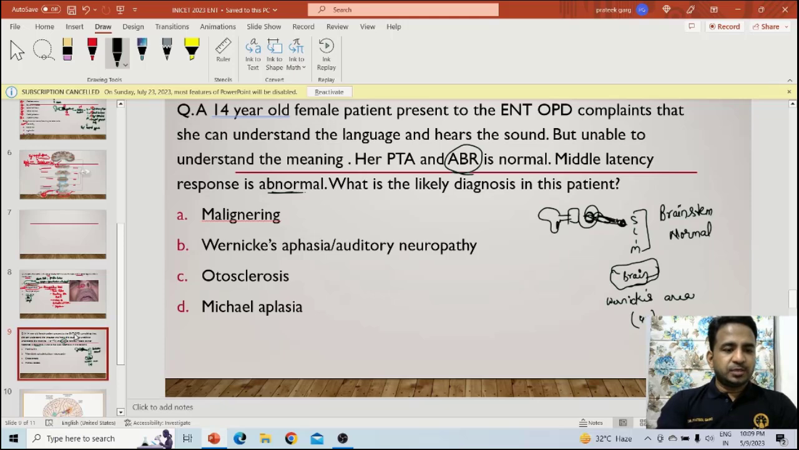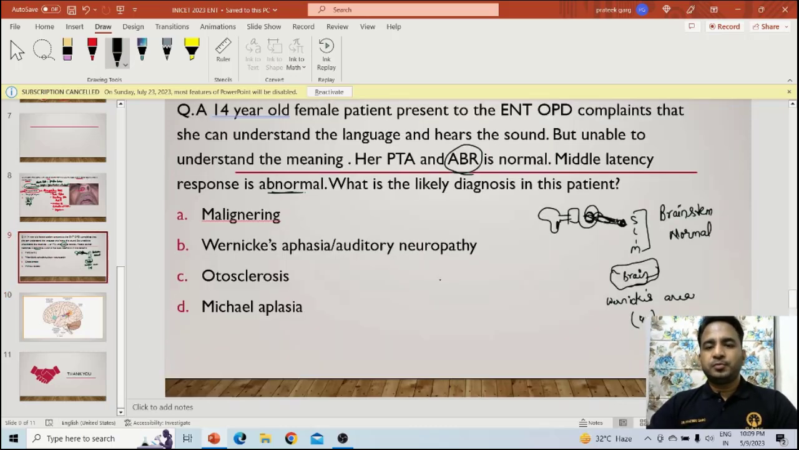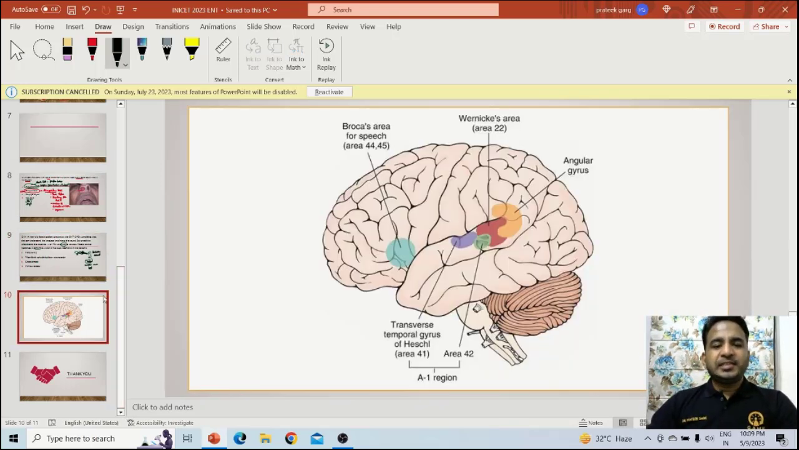So let's look at this question. This is our brain. In the brain there are two areas, one I have written as 44 and the other is 22. Basically, to perceive sound, the auditory cortex is the temporal gyrus, the transverse temporal gyrus or superior temporal gyrus, whatever you want to say. In this, two areas are there. One area is Wernicke's area, the other area is Broca's area.